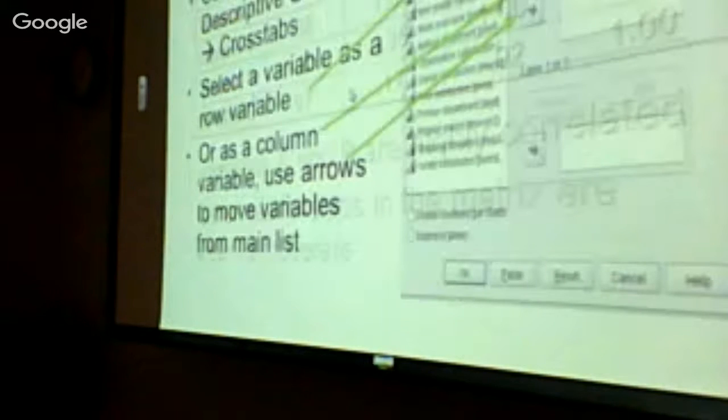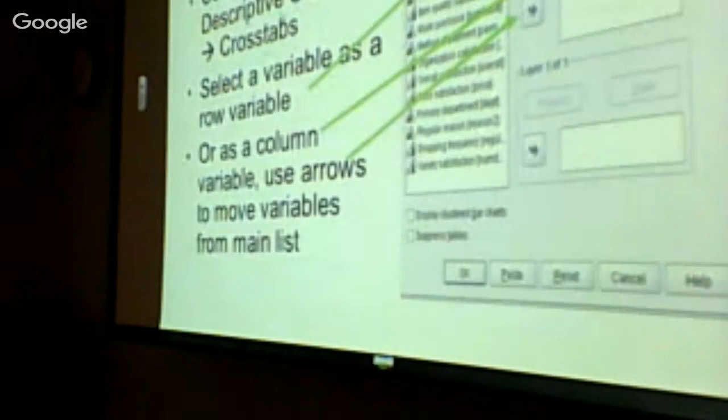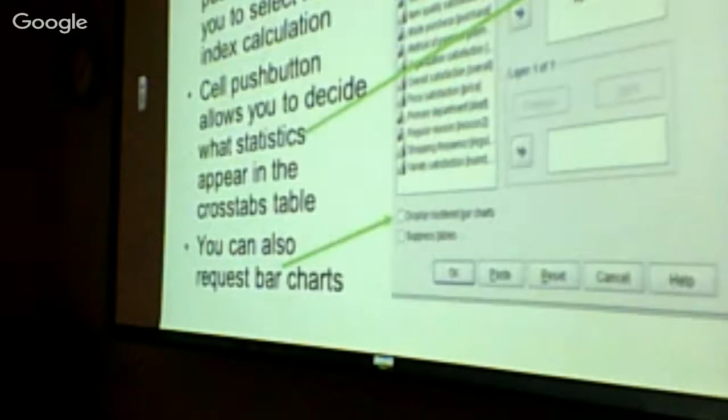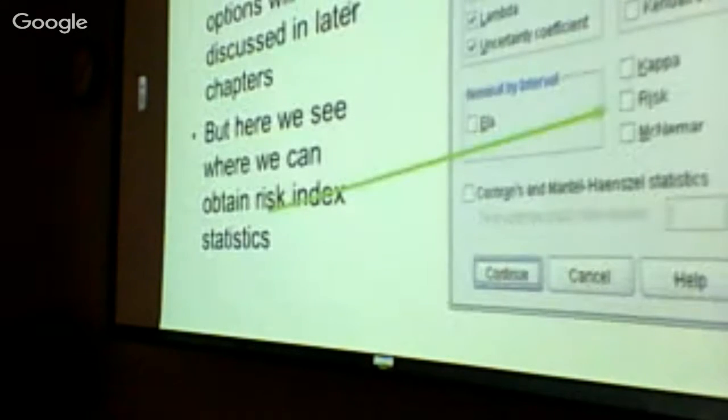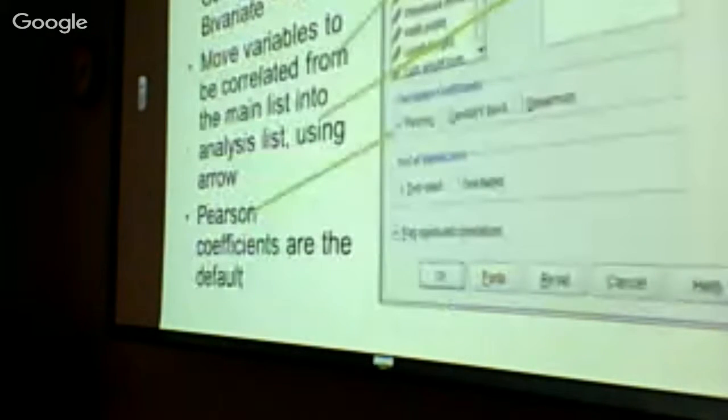So to do this in SPSS, you go to Analyze, Descriptive, and Crosstabs, and you select the kind of correlation you want. You can select all kinds of options. You can select correlation over here, and so forth.